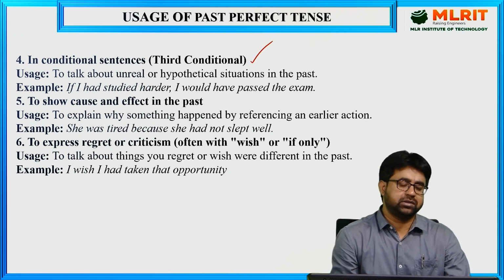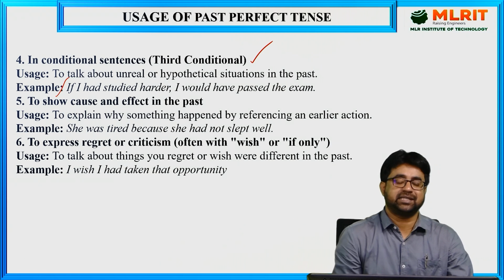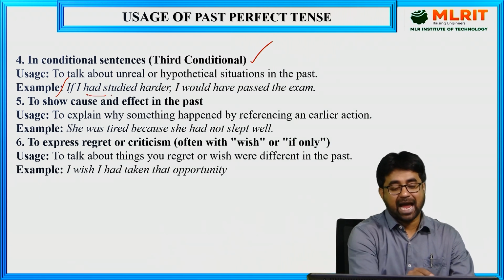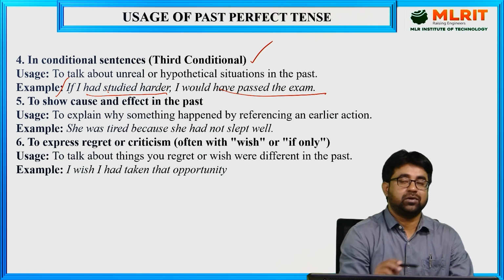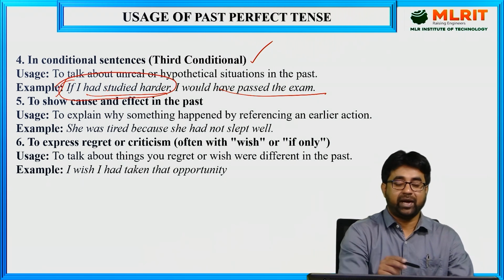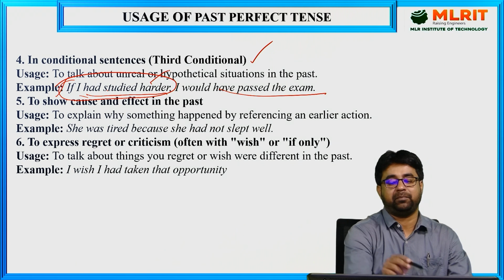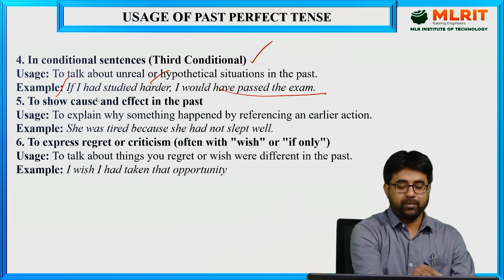Now let's see the other usage, in conditional sentences. In the third conditional also we use past perfect tense. Now what is the third conditional? You might have seen these kinds of sentences: if I had studied harder, I would have passed the exam. So this is called the third conditional, right? Now see, in the third conditional sentence, "if I had studied," this part is in which tense? Past perfect tense. Fine. So remember this.